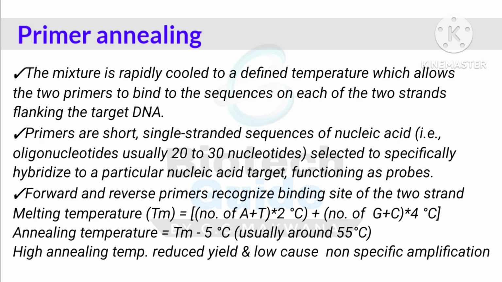As we discussed, primers are short single-stranded sequences of nucleic acid, usually 20 to 30 base pairs, selected to specifically hybridize to a particular nucleic acid target, essentially functioning like a probe. Forward and reverse primers surround the binding site on the two strands. The melting temperature Tm is calculated by the formula we discussed, and the annealing temperature should be Tm minus 5, usually around 55. A high annealing temperature reduces the yield and a low annealing temperature causes non-specific amplification. So the temperature should be maintained.